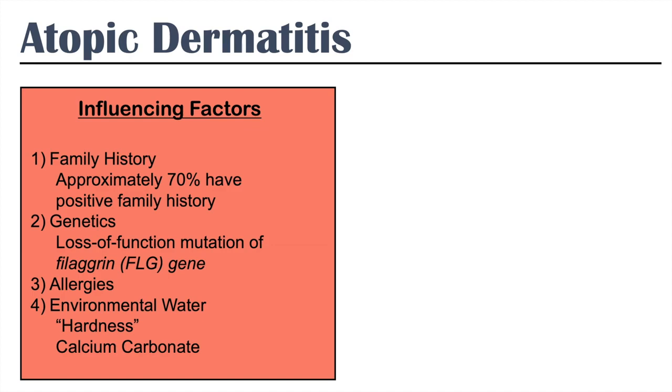If you do have allergies, because of the associations, you're more likely to have atopic dermatitis as well, or develop it. The fourth one is quite interesting, and this one is actually environmental water sources. There has been some evidence to show that having the hardness, and so minerals and those types of things in water, can actually worsen or be a trigger for atopic dermatitis. And generally speaking, we talk about calcium carbonate when we talk about the hardness of the environmental water source.